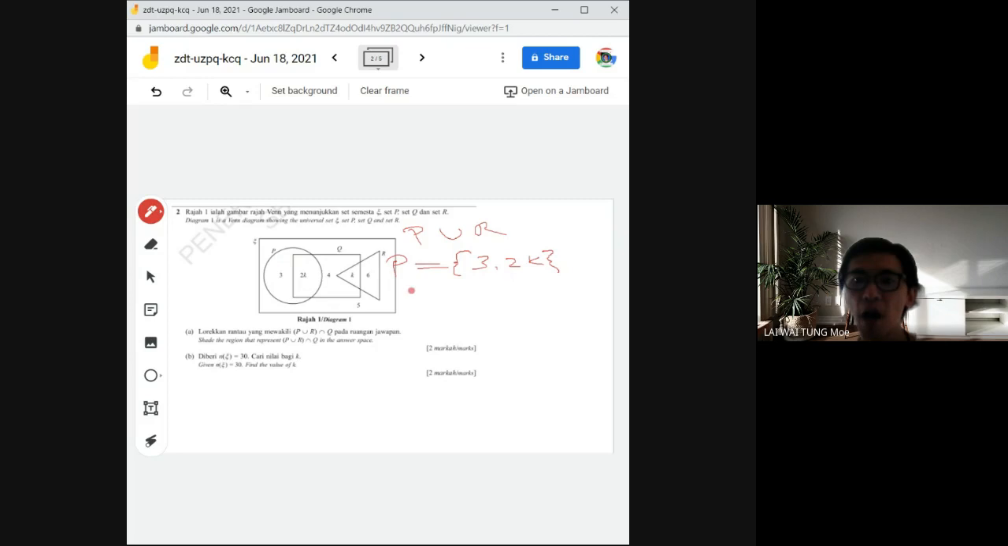And then for R, what are the elements in R? R is this triangle. So it's K and 6. So when I want to write P union R, I combine all these elements together. I see there are no same elements, so I just write them all: 3, 2K, K, and also 6. So these are all my elements for P union R.